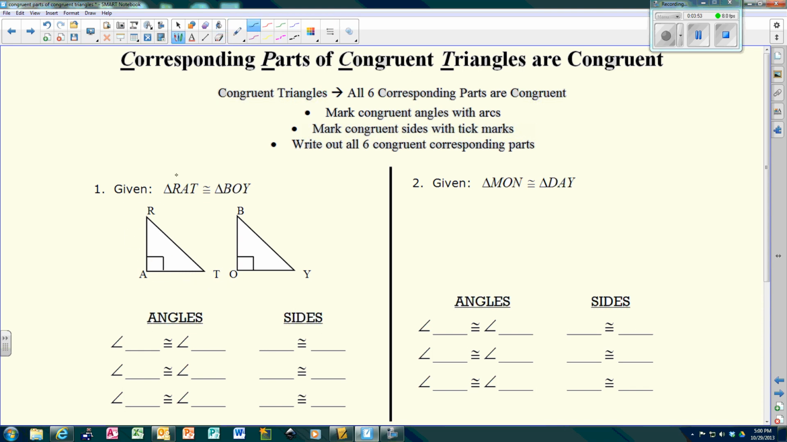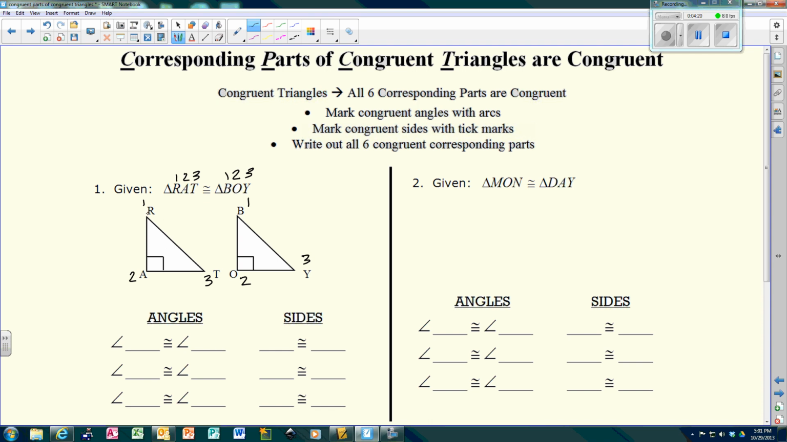So I'm going to start up here. I'm going to say this is 1, this is 2, this is 3. Since R is 1, then B is 1, 2, and 3. So now 1, 2, 3 is congruent to 1, 2, 3. This is so much easier than trying to rearrange your letters. So now go down here to my picture. R is 1, A is 2, T is 3, B is 1, O is 2, Y is 3. So now all I got to do is match up the numbers.